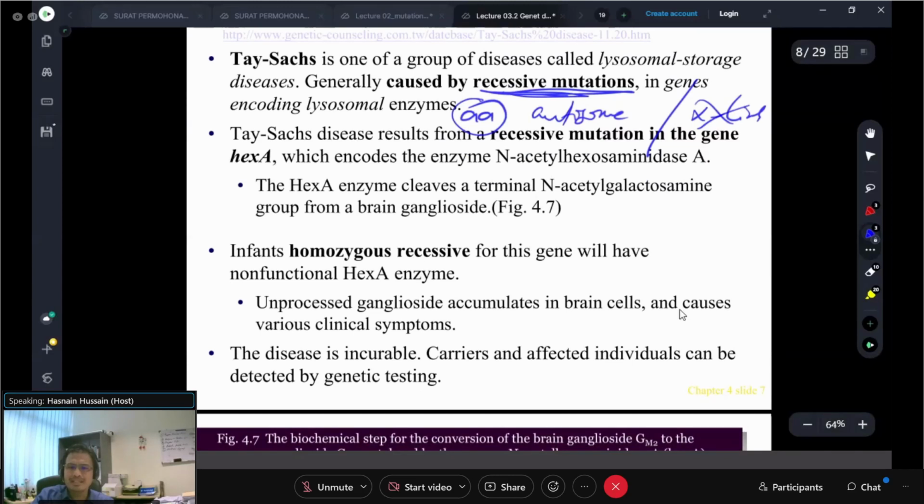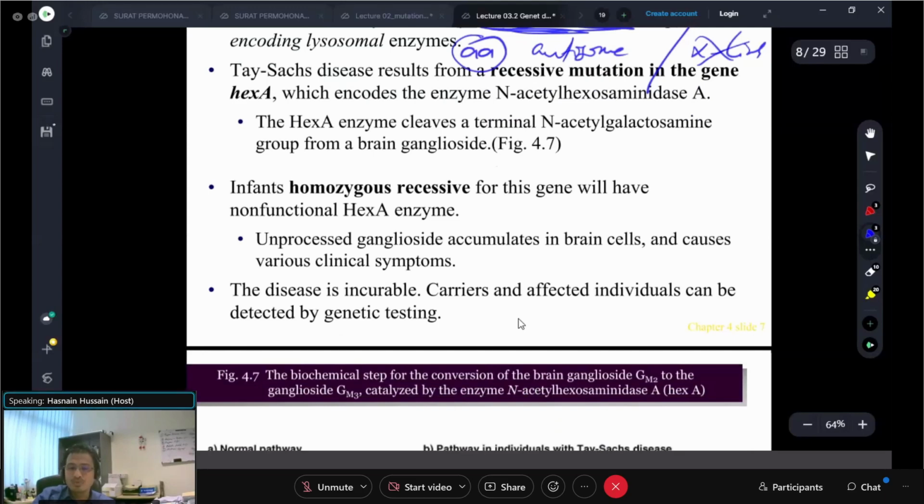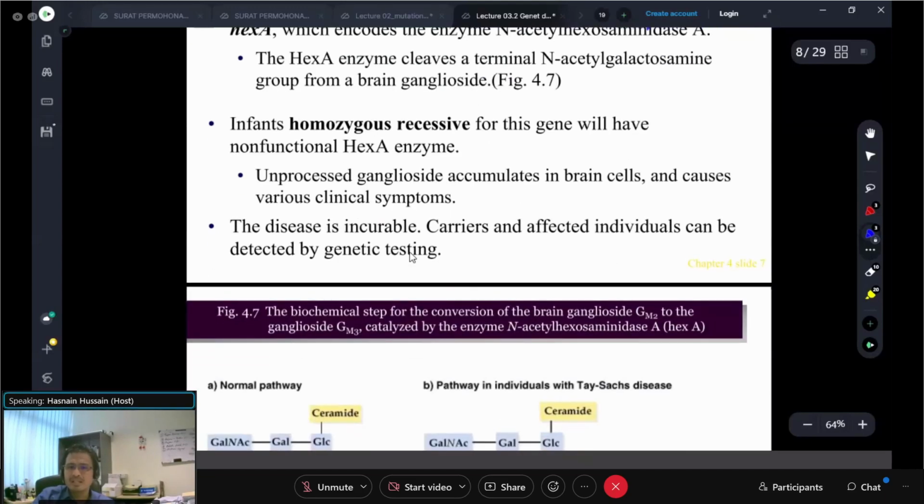So this one is the explanation. Gangliosides accumulate in the brain cells and cause some clinical symptoms because they cannot be converted into another product to be removed from the brain. So the disease is incurable. Most genetic diseases are incurable because you cannot change the genetic constituent of our cells throughout our body.